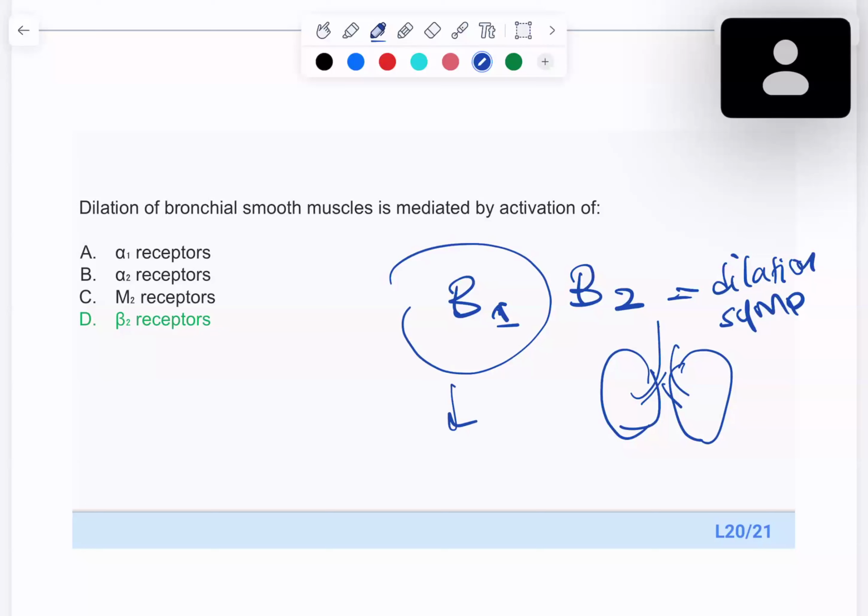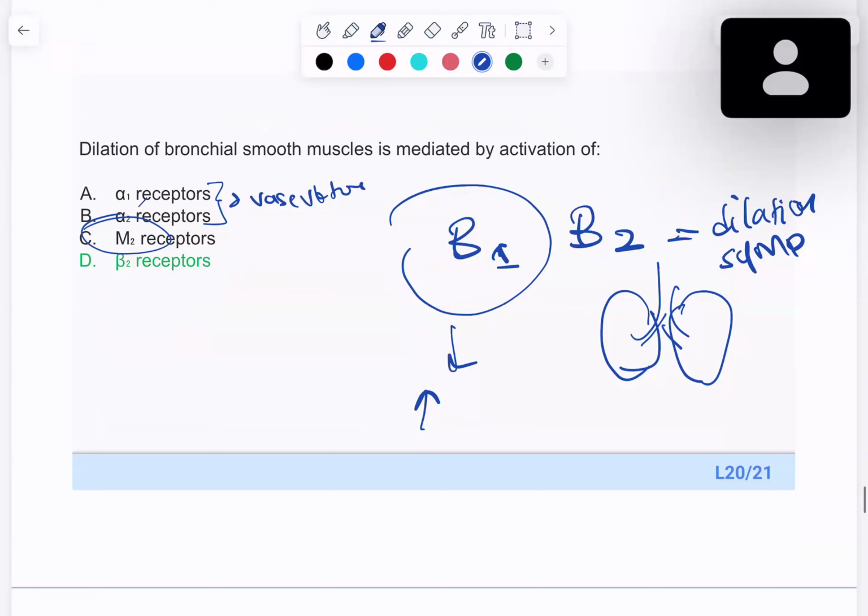Meanwhile, beta 1 receptors will just increase your heart rate. Now, as for alpha 1, one of you said alpha 1 receptors. Alpha 1 and alpha 2 receptors are not found in the lungs, nor are they found in the heart. These are related to the vasculature. If I stimulate these, I will get vasoconstriction of the vessels. Nothing to do with the heart, nothing to do with the lung. Okay? And finally, M2 receptors, these are related to acetylcholine and so on, and these cause bronchoconstriction, not bronchodilation. Is that clear?